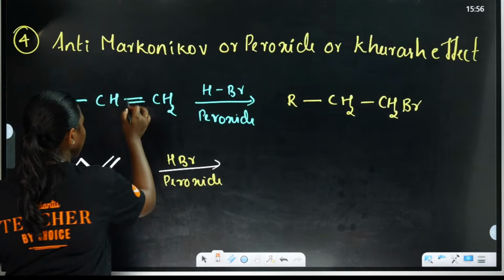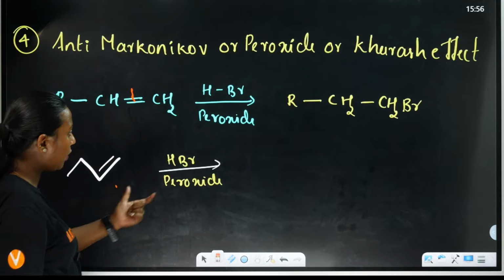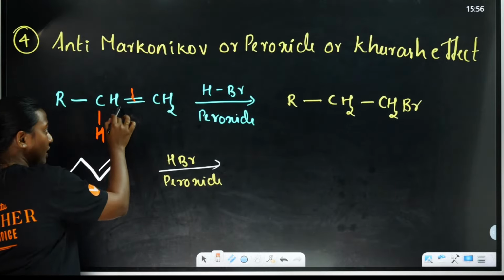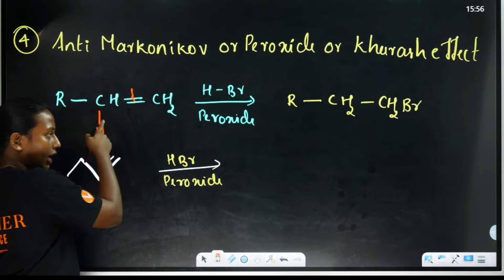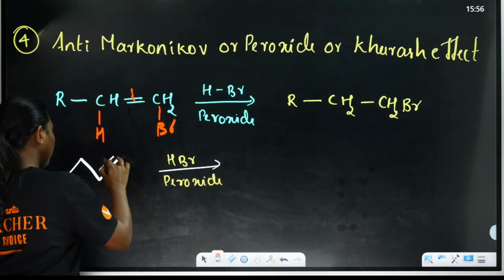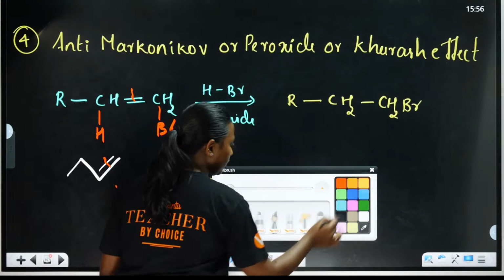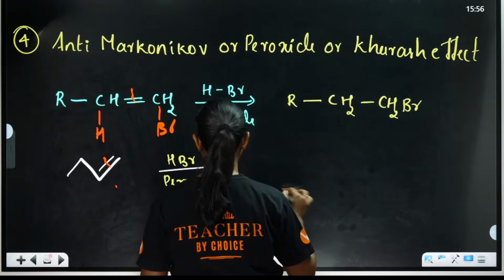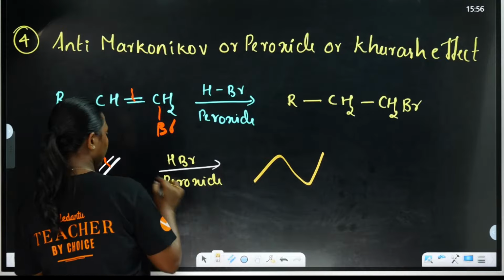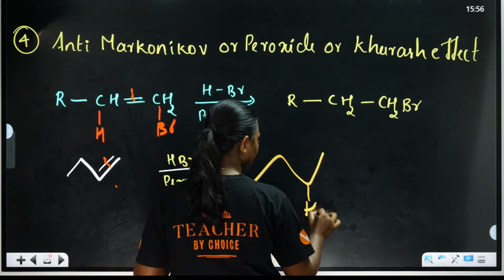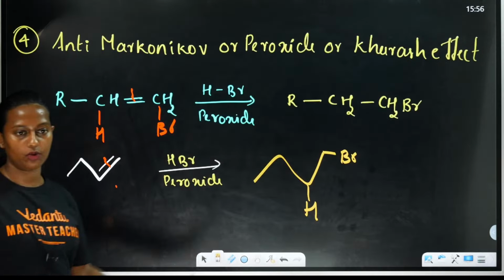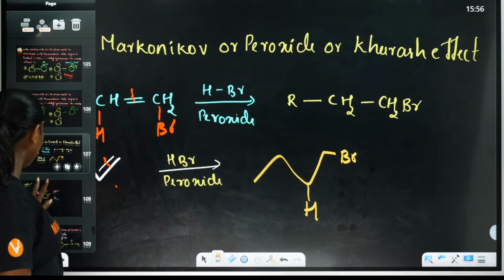Here this double bond will break and one hydrogen will form here. Because it is less number of hydrogen, hydrogen will attach here and bromine will attach here. So if this double bond is breaking, what is the product here? Inga less number of hydrogen irukku, so inga Br. So this is the product, just opposite of Markovnikov's rule.